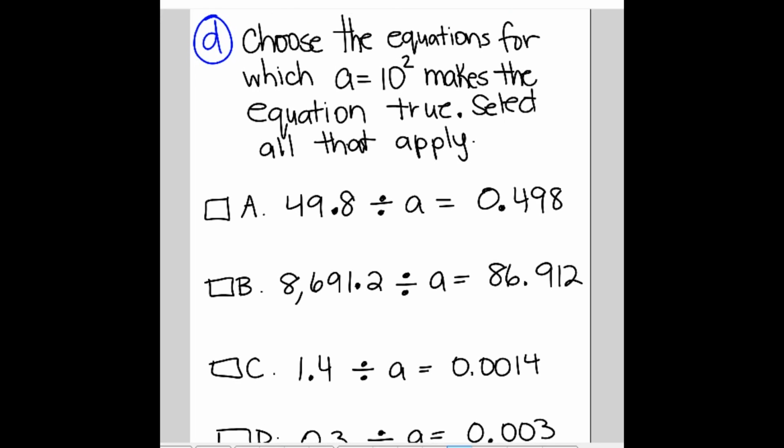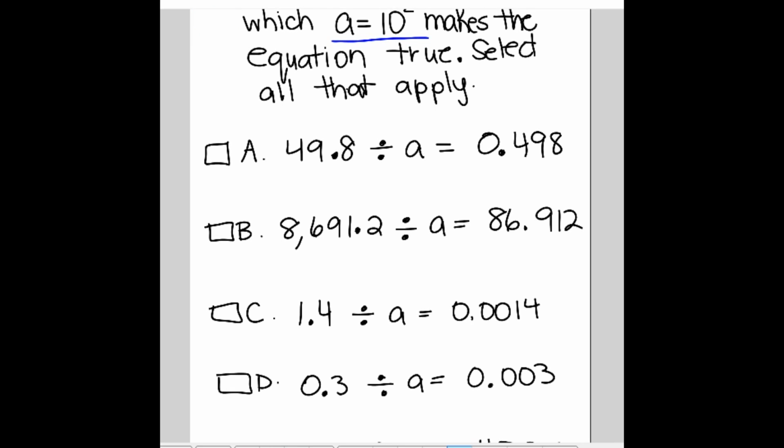All right, so it says choose the equations for which a equals 10 to the second power makes the equation true. Select all that apply. So that means that we're taking wherever we see an A, we're putting 10 to the second power. And then we have to make sure that where it says equal, that it's true. If it's not true, then we don't want it. So we want the ones that are true if we divide by 10 to the second power. Okay. Simple enough. Let's start plugging and chugging.